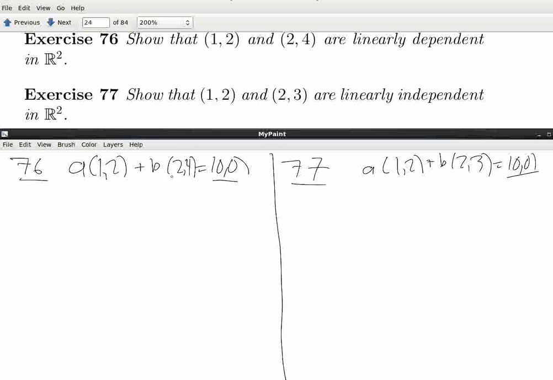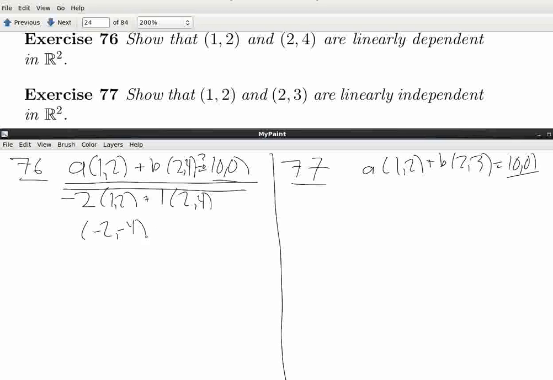And you can almost do this by inspection. You can just say, I'm going to let A be negative 2 plus B is going to be 1. So I'm just going to start with this and show that this is equal to negative 2, negative 4, plus 1, 2, 4. That's equal to negative 2 plus 2, negative 4 plus 4. That's equal to 0, 0.